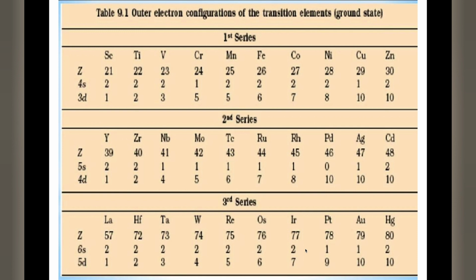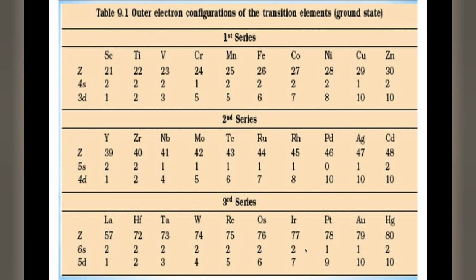Now next you can see a very well laid table in which the outer electronic configuration of the transition elements, which is in the ground state, is given. I have divided it into 3 series: first, second and third series. In the first series, for each element Z denotes the atomic number. Starting from scandium, it's shown with the atomic numbers 21, 22, 23, etc. For the first one, scandium, atomic number is 21, the 4s orbital has 2 electrons and 3d has 1 electron.